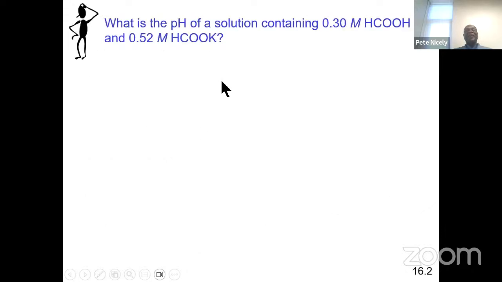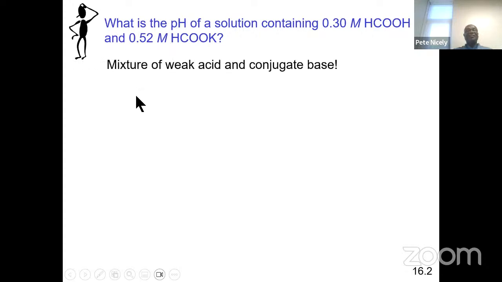We can use that equation to solve this problem, which says: what is the pH of a solution containing 0.30 M formic acid and 0.052 M potassium formate? Basically, it's similar to the hypothetical example that we saw before. We have a weak acid and we have the conjugate base of the acid, which comes from the potassium formate.